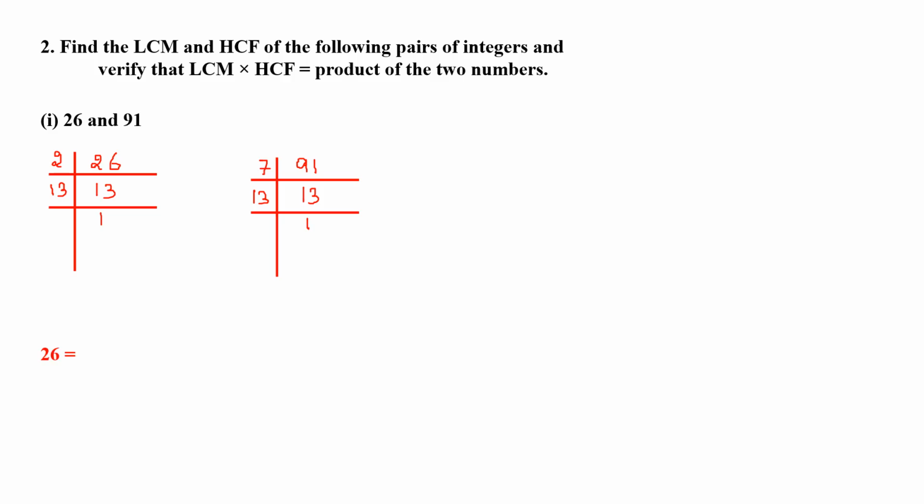Now after doing the prime factorization, let's write it here. So 26 can be written as a product of prime factors as 2 into 13, and 91 is written as 7 into 13. Okay, now after writing this, you have to find the HCF and LCM of the given numbers. So let's recall how to find the HCF and LCM after finding the prime factorization.